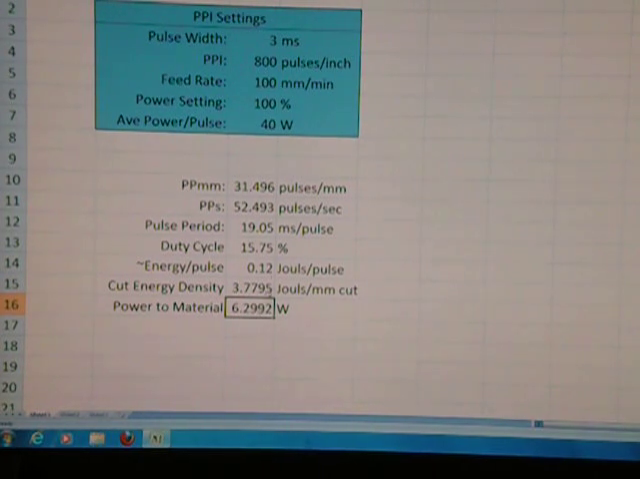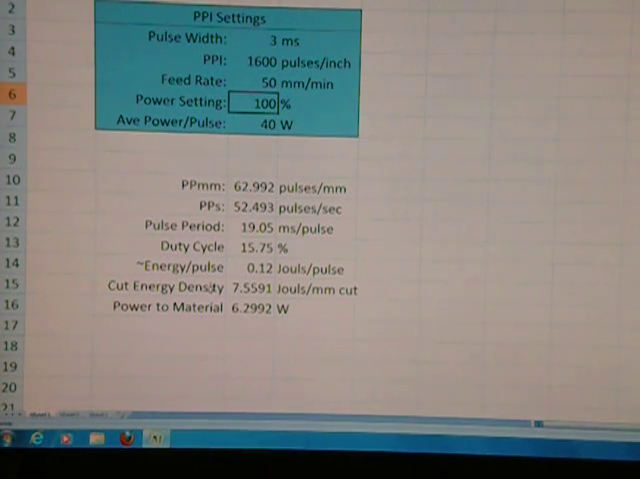Then the third factor is if my edges don't look flame polished enough, I can increase my PPI, and what I would do again is double my PPI and halve my feed rate. That keeps my power to the material roughly the same, but it increases my cuts per inch.